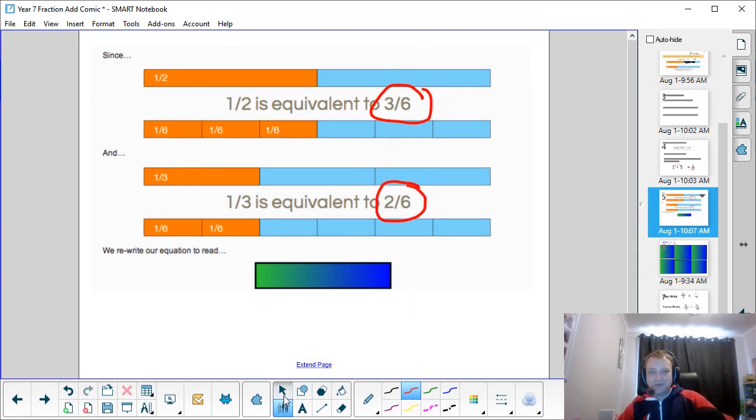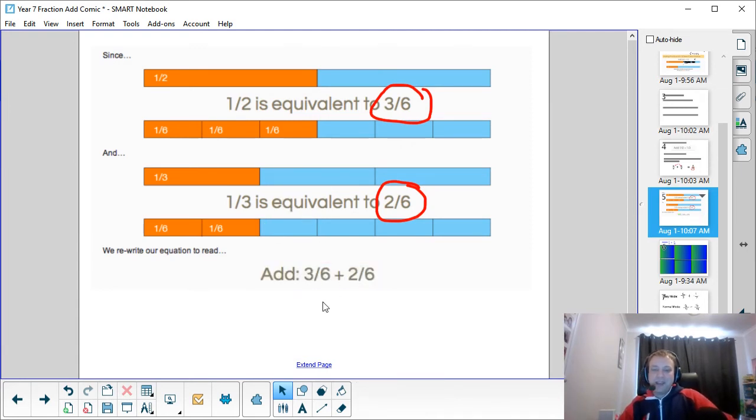But they're not really new fractions. They're just the same ones we started with, just written differently with a different denominator. So we rewrite it to say that we're adding 3 sixths and 2 sixths. And now we're ready to put them together, and we can finally just add the tops and get our answer.